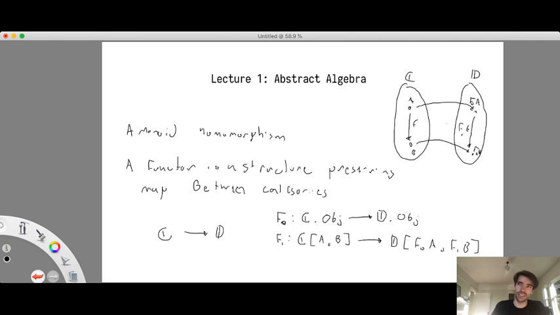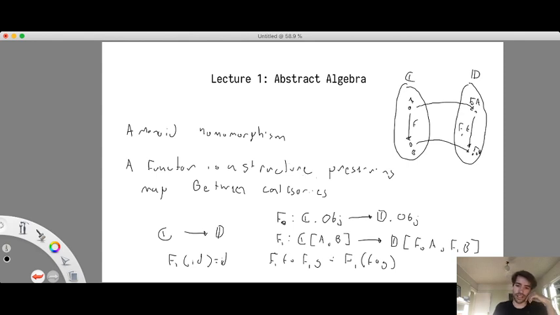Now, it does still have some laws in much the same way that monoid homomorphisms have laws, such that the composition of two arrows, so if we have F1 F composed with F1 G, this should be the same as F1 of F composed with G, and F1 of the identity arrow is just equal to the identity arrow in D.